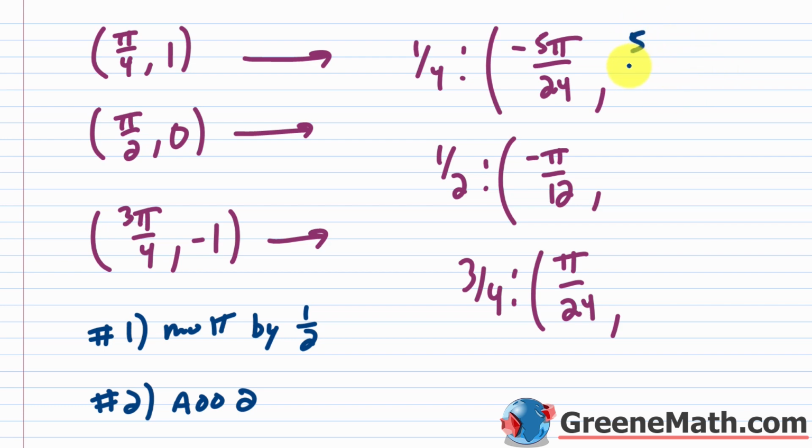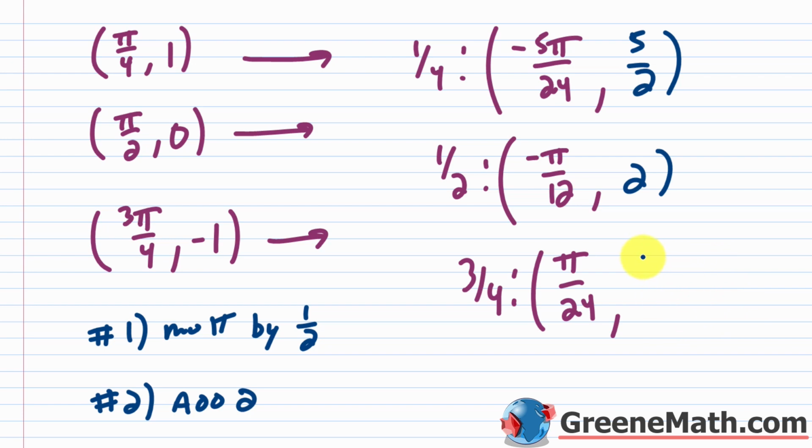So this is 5/2. All right, for this one right here, you have 0 times a half. That's still 0. Then you add 2. That's going to be 2. And then for this one, you have negative 1 times a half. That's negative 1/2. And then you add 2. So let's add 4 over 2. So this would be 3/2.